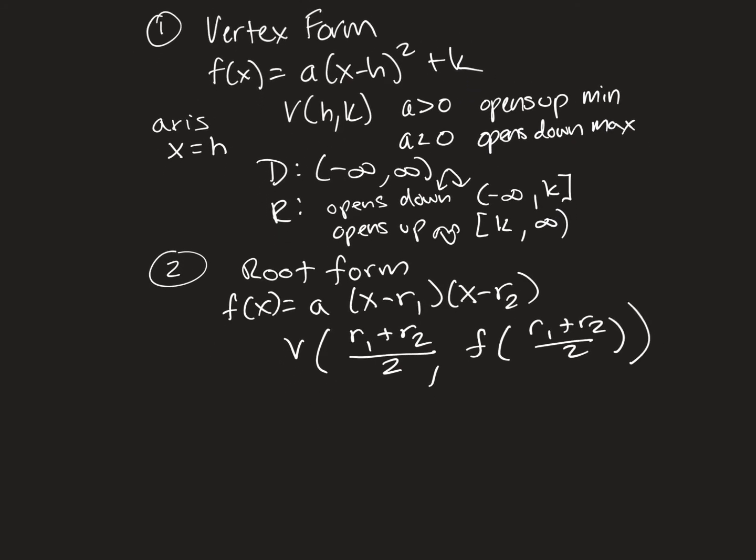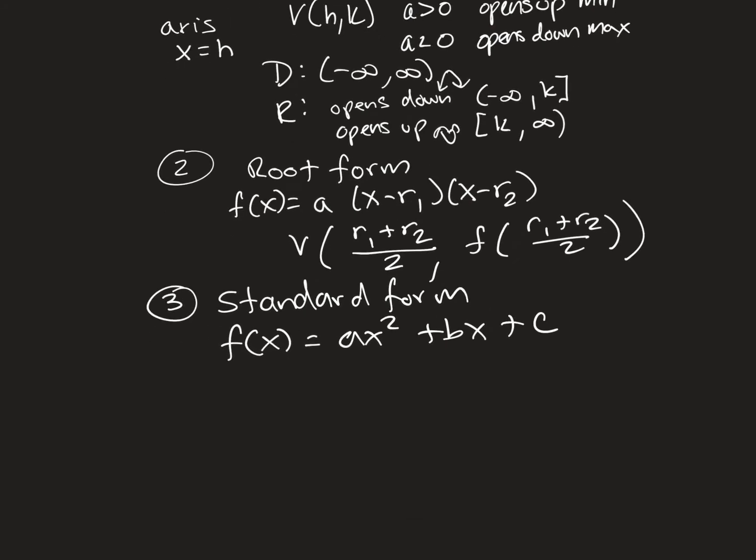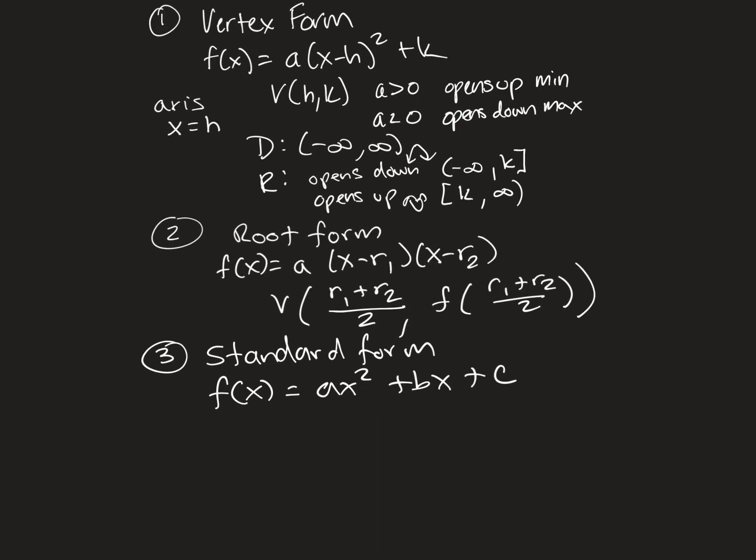All right, the third type is standard form, which is f of x equals ax squared plus bx plus c. The easiest thing to find in this form is the y-intercept, because when x is 0, the y value is c. So the y-intercept just pops right out.